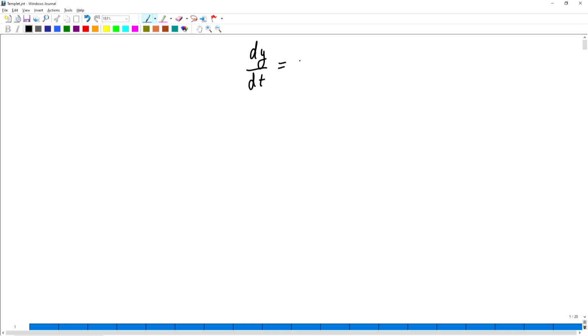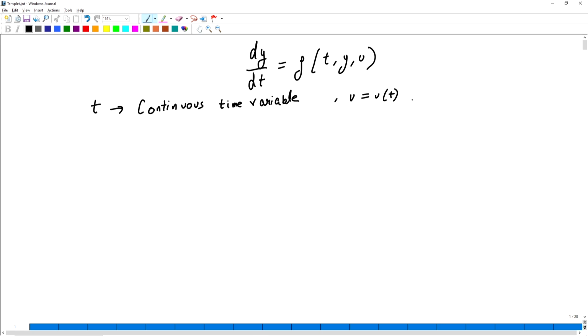dy by dt equals to function of t comma y comma u, where t is continuous time variable, u equals to u of t represents system input, f represents the derivative function, y equals to y of t represents the system output.